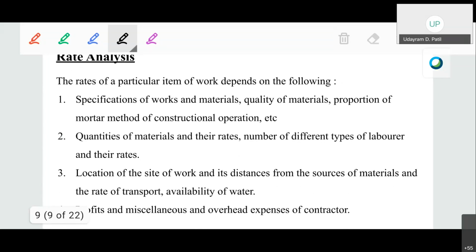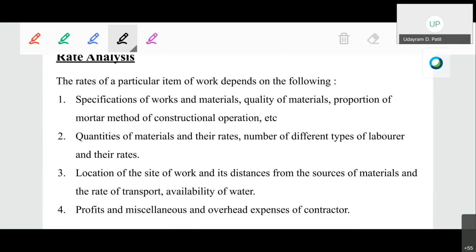So the rates of that particular item of the work, meaning the cost of that particular item of the work per unit, will depend upon various factors, such as the first will be the specification of the works and materials. Okay, what kind of work we have to do, what materials we are going to use. In case of brick work, whether it is first class brick work, second class brick work, third class brick work.